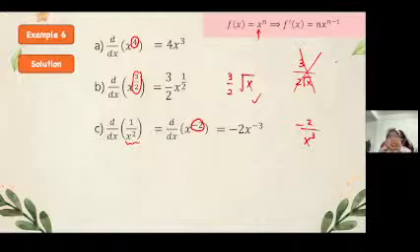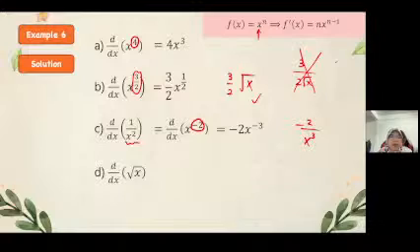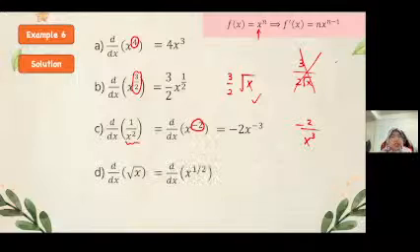Right, and then D. For D, we have to differentiate square root of x. But now, if you want to use the formula, you have to write it in the form of x to the power of something. But we have square root of x, so you change it to a power. Square root of x is actually x to the power of half, so that we can easily see what the power is over here. The power is half.